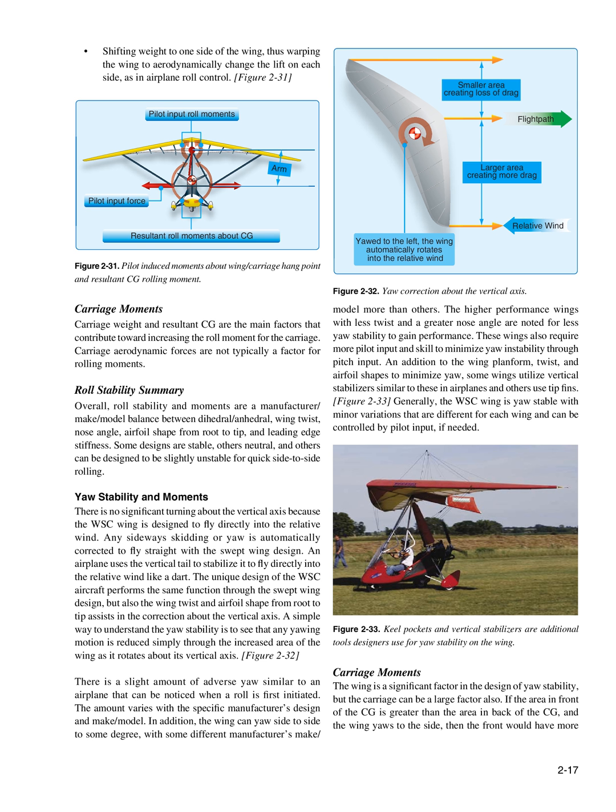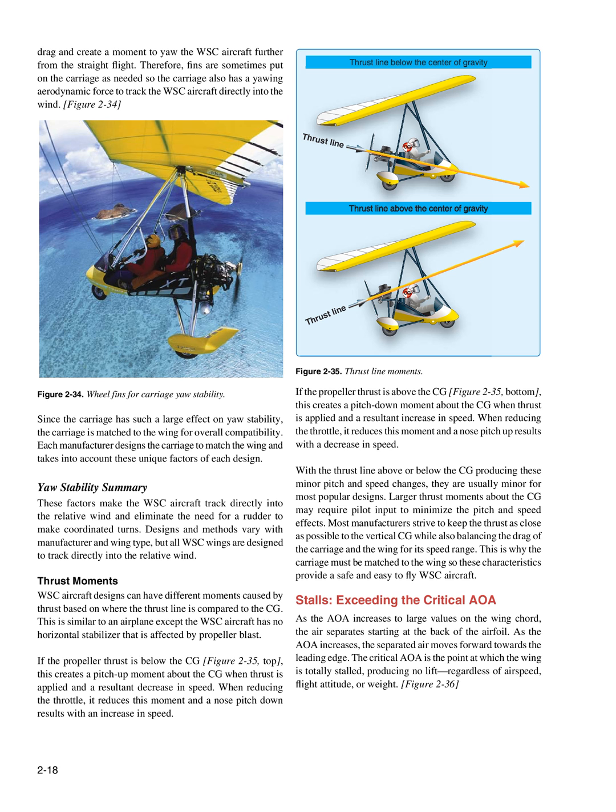Carriage moments. The wing is a significant factor in the design of yaw stability, but the carriage can be a large factor also. If the area in front of the CG is greater than the area in back of the CG, and the wing yaws to the side, then the front would have more drag and create a moment to yaw the WSC aircraft further from the straight flight. Therefore, fins are sometimes put on the carriage as needed, so the carriage also has a yawing aerodynamic force to track the WSC aircraft directly into the wind.